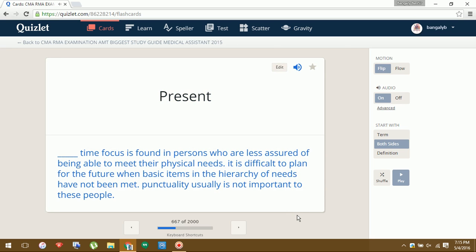Present. Blank time focus is found in persons who are less assured of being able to meet their physical needs. It is difficult to plan for the future when basic items in the hierarchy of needs have not been met. Punctuality usually is not important to these people.